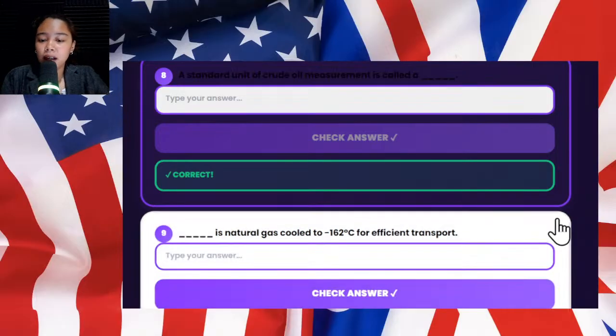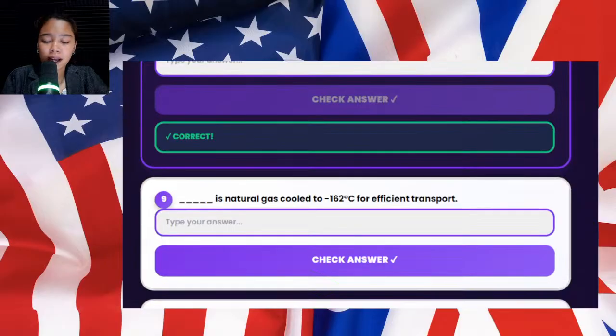Okay, all right. We move on to number nine. Okay, number nine. Blank is a natural gas cooled to negative 162 degrees Celsius for efficient transport. Share your answers in 10 seconds.